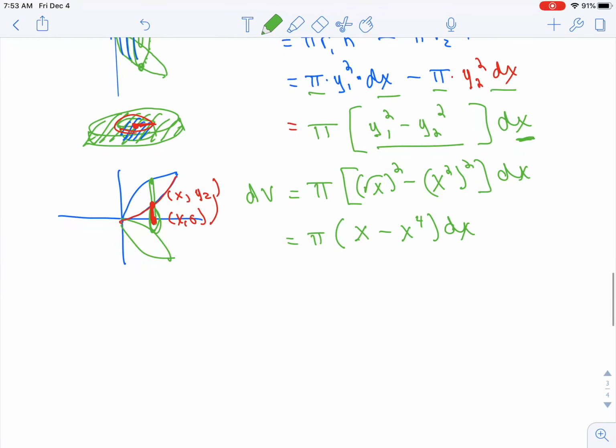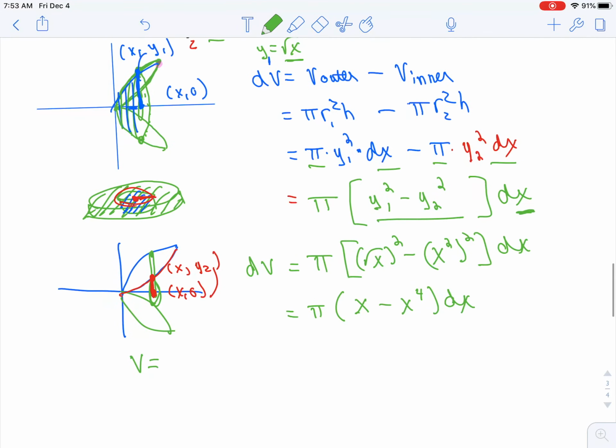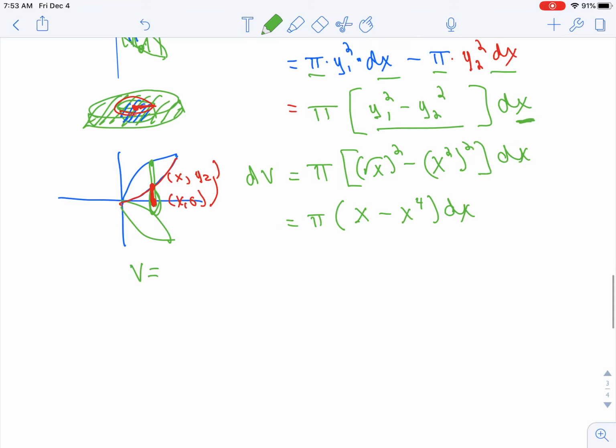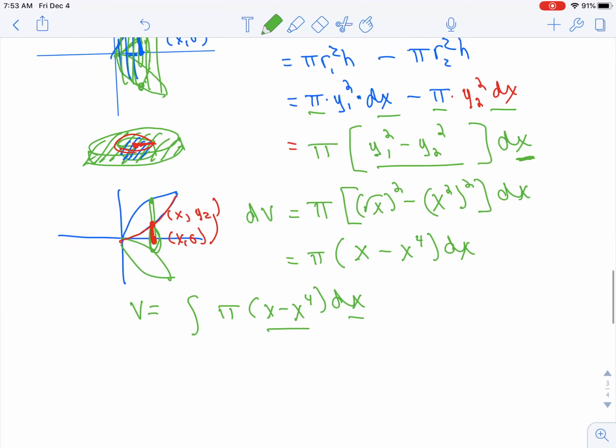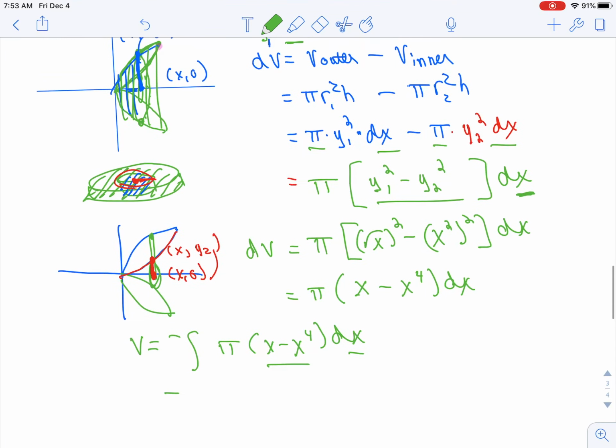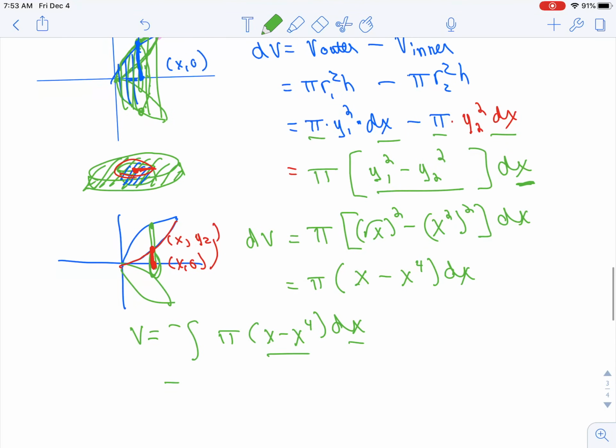So now if we want the entire volume, remember then we have to set up an integral because we're going to take infinitely many of these disks and add them up and let the width go to 0. And how do we do that? We do it with an integral. So this becomes pi times the integral of x minus x to the 4th dx. And now we need the limits of integration. So because this is all in terms of x, these need to be x values right here. So we need to think about where we're making those cuts.